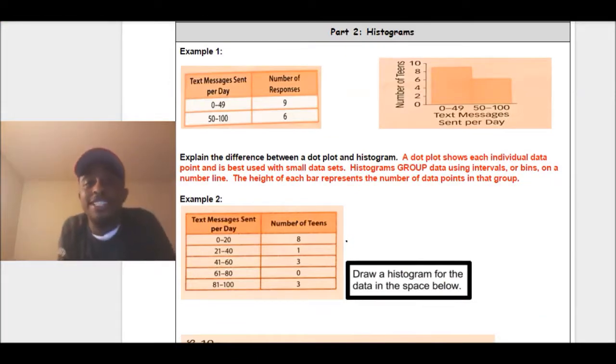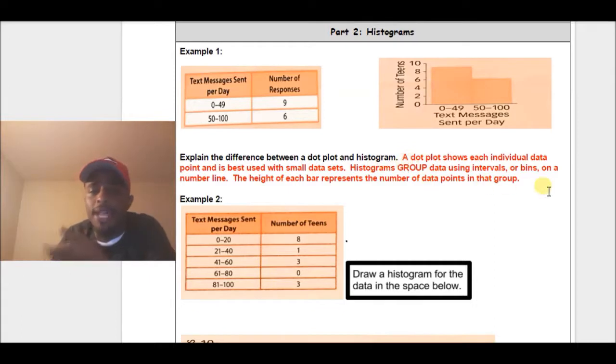All right, part 2 of this lesson is talking about histograms. And let's look at example 1. We have the same data talking about the text messages sent per day and then the number of responses. So 9 students said they sent 0 to 49 text messages per day. And 6 students said they sent between 50 and 100. And if we look at our histogram, this is what it would look like. Notice we have our intervals down here on the horizontal axis and then the number of teenagers in each group on our vertical axis.